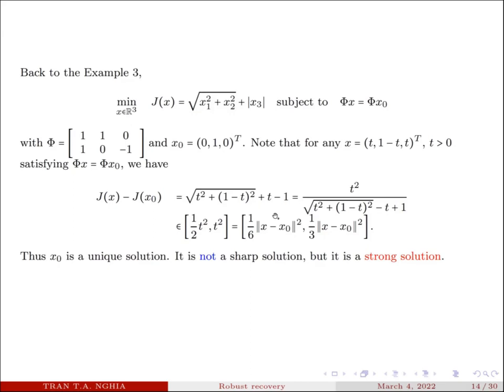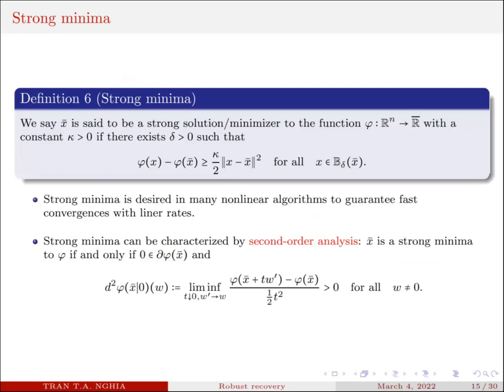But that is only a particular example. How about the more general case? We have a very nice theorem about this one. But before that, I just want to recall the definition of a strong solution. As I mentioned, it's quite similar to sub-minima. The order right here needs to be 2.